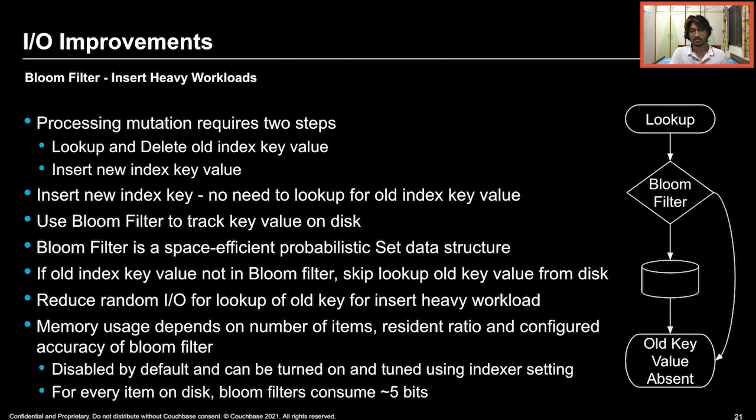To provide this functionality, Bloom filters consume memory. The memory usage depends on a few things, like the number of items in the index, resident percent, and the configured accuracy of the Bloom filter. By default, the Bloom filters are disabled and can be turned on and tuned using indexer settings. With the default configuration, for every item on disk, Bloom filters consume approximately 5 bits of memory.